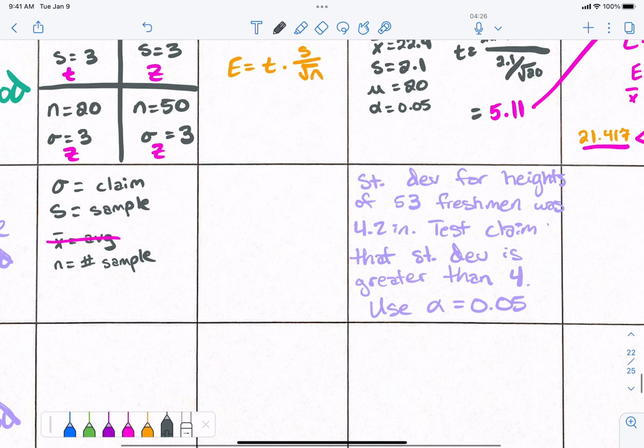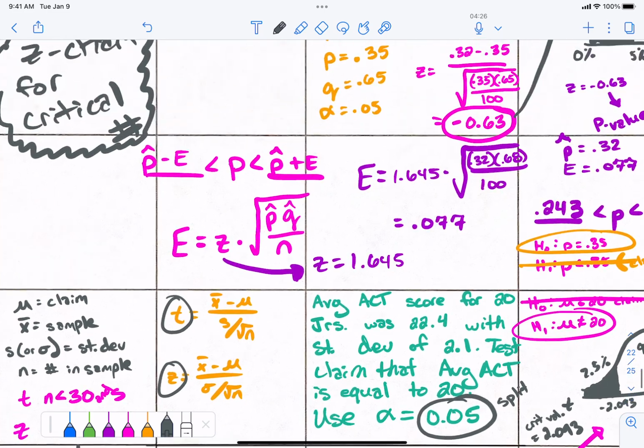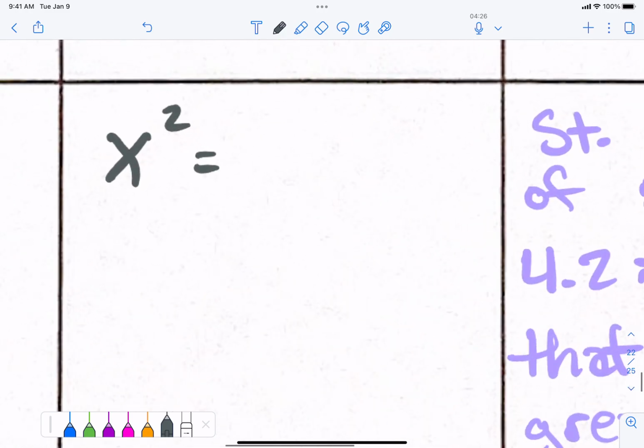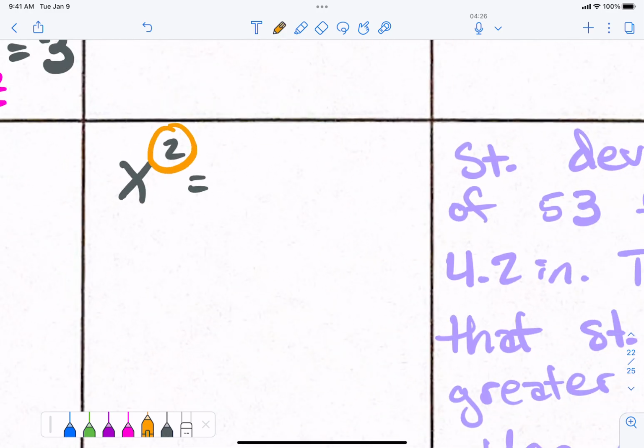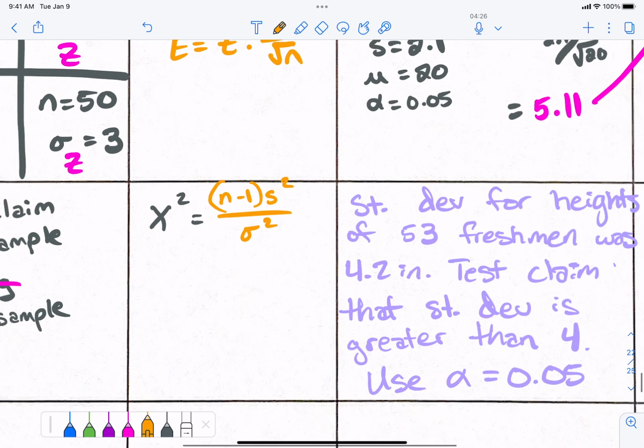Formulas for critical value method. The symbol that we use, instead of Z or T like we did up here, or Z up here for your proportions, is called chi-squared. Now, don't get confused. You don't actually have to square anything. It's just what it's called. And it is n minus 1 times s squared over sigma squared. That is the formula that you use. You don't have to square anything additional besides the s and the sigma.